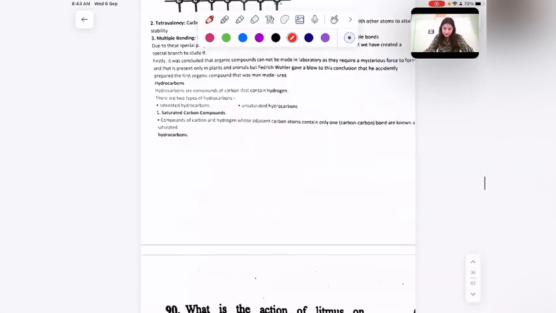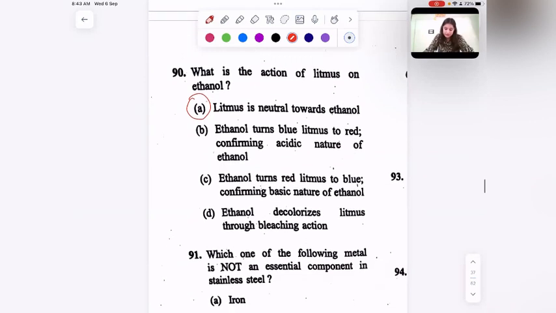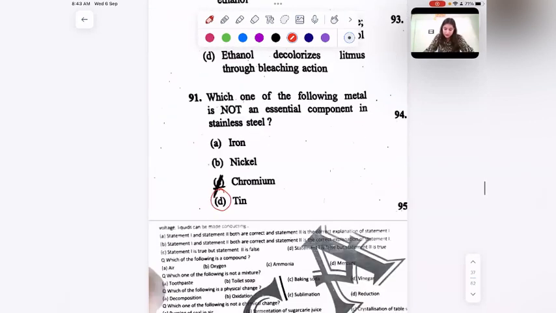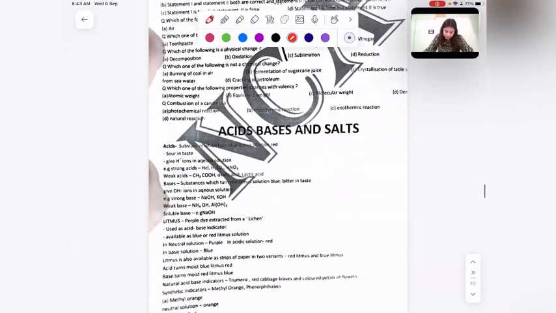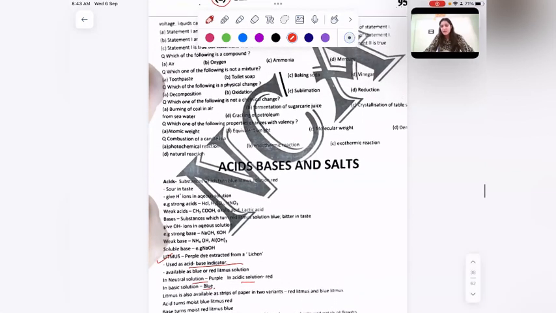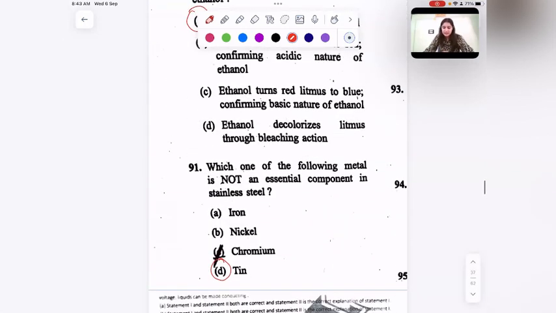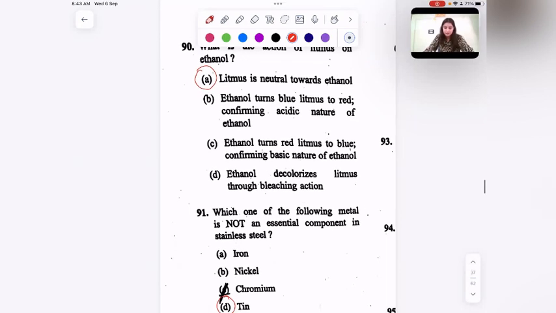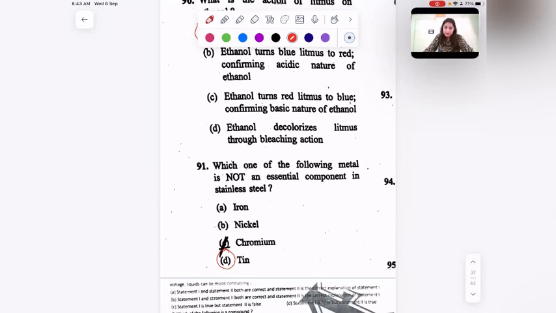Next, what is the action of litmus on ethanol? Here litmus is described. It is used as an acid-base indicator. We know it changes color in presence of acid and base. But ethanol is neither acid nor base, so it is neutral towards litmus. Option A. Which one of the following metals is not an essential component in stainless steel?